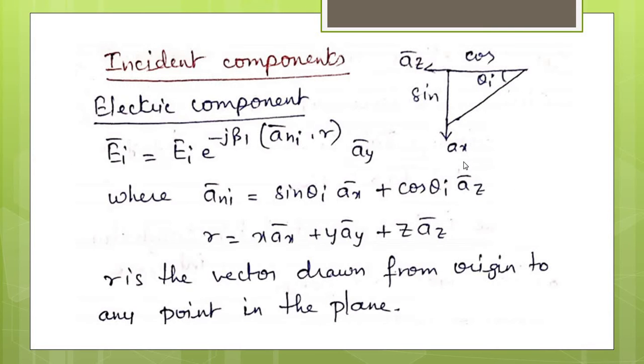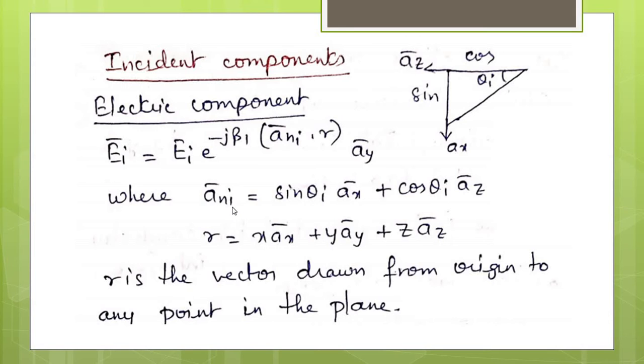Now first we need to solve the incident wave components. First, the electric component is to be solved. This is the equation for the electric component. It can be written in this way: EI is equal to EI e power minus j beta 1 into ANI dot R multiplied by AY. Here this AY indicates the direction of EI as it is along the y-axis.